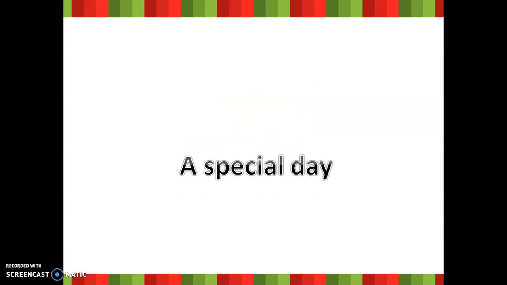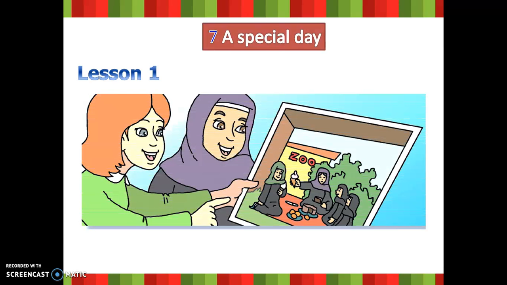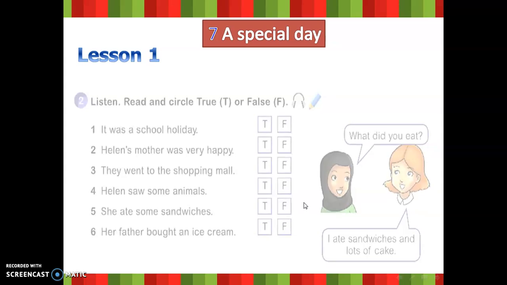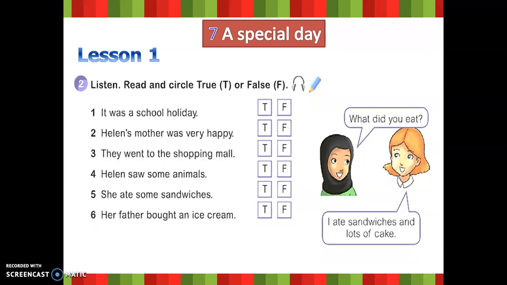Number 7. A special day. Okay. Lesson 1. You can see Helen's family. Helen and her family. Okay. Exercise A. Listen, read, and circle true or false.